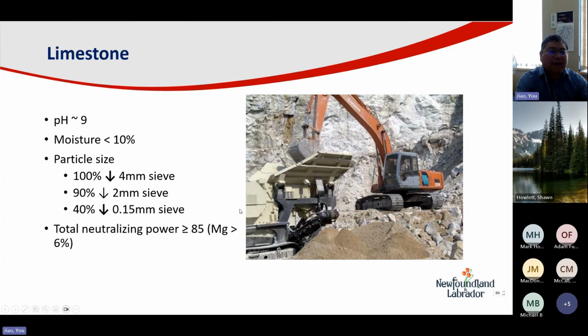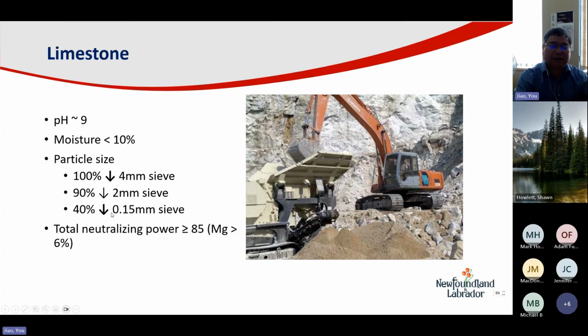The limestone: pH around 6, moisture less than 10%, particle size 100% going through the 4 mm sieve, and 40% should go through the 0.15 mm sieve. The total neutralizing power should be bigger than 85. These are the parameters we put into the tender requirement. We required the limestone supplied to private agricultural farms to meet these requirements.